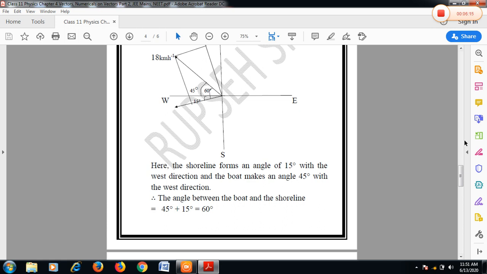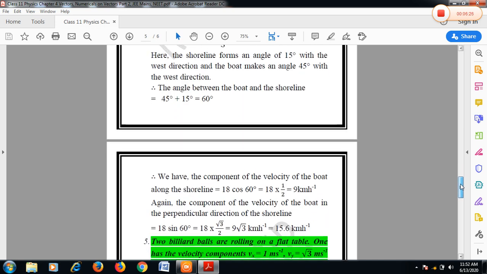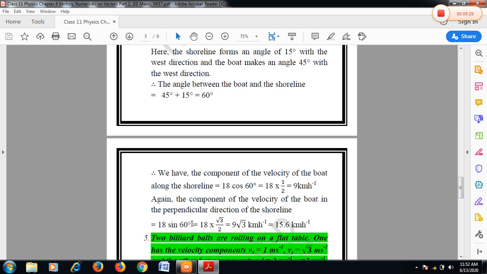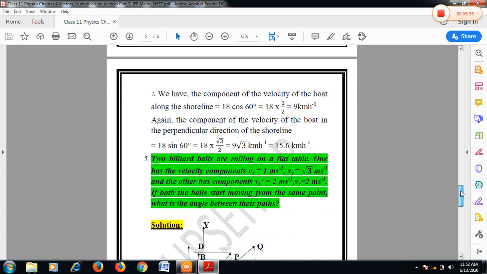Now let us find the velocity component of the boat in the direction perpendicular to the shoreline, which is none other than 18 sin 60 degrees, which results in approximately 15.6 km per hour.